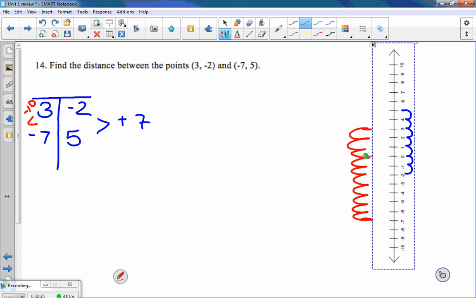What is the formula for distance? A squared plus B squared equals C squared. You must memorize that tomorrow.